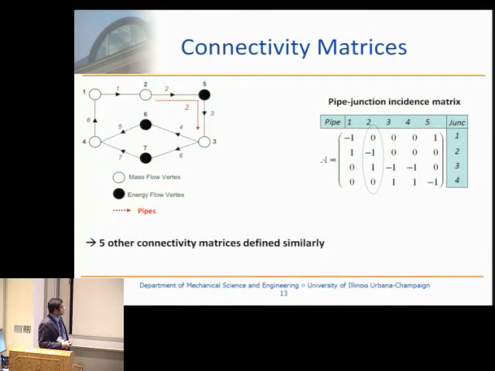Let's look at this particular pipe which I showed in the last slide. This is pipe number 2. I just number it like that. It leaves junction 2 and enters junction 3. So we put a -1 in this position for junction 2 and +1 in this position for junction 3, and then zeros everywhere else. In a similar way, we construct this entire matrix. And in a similar fashion, we also obtain 5 other connectivity matrices. So altogether, we have 6 matrices from the graph, which capture the connectivity information in the system.